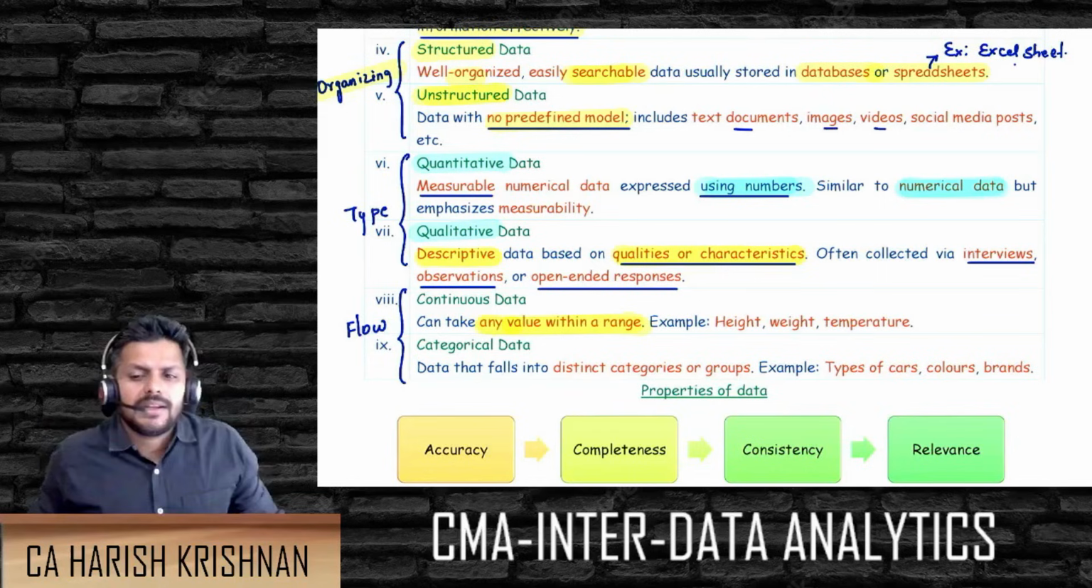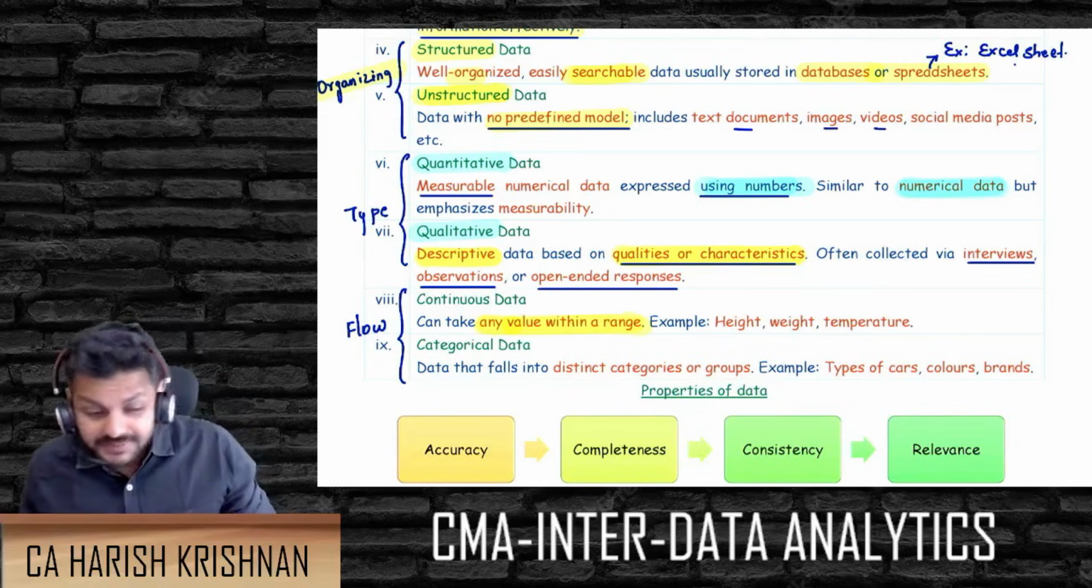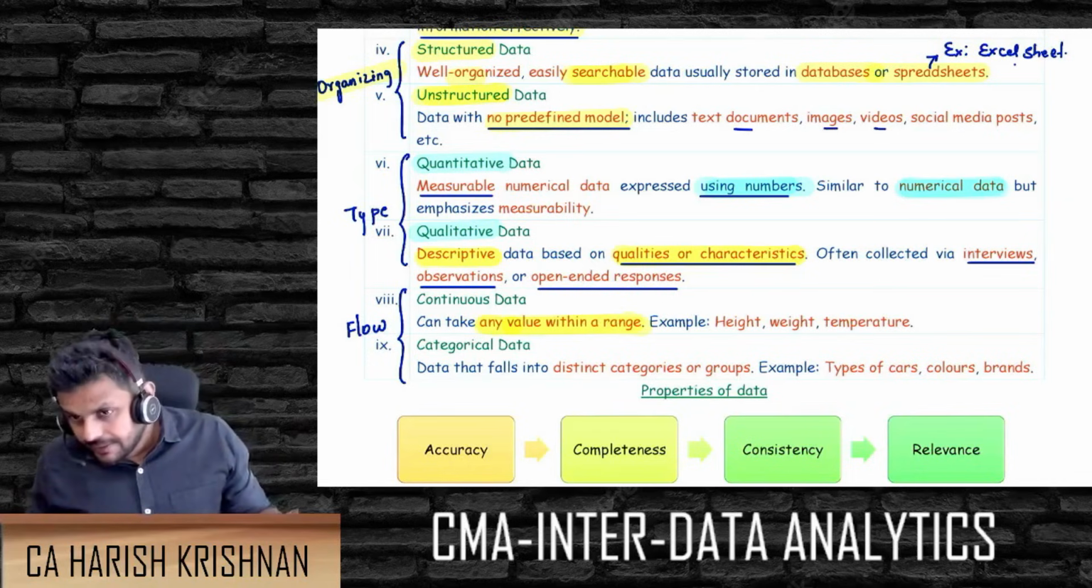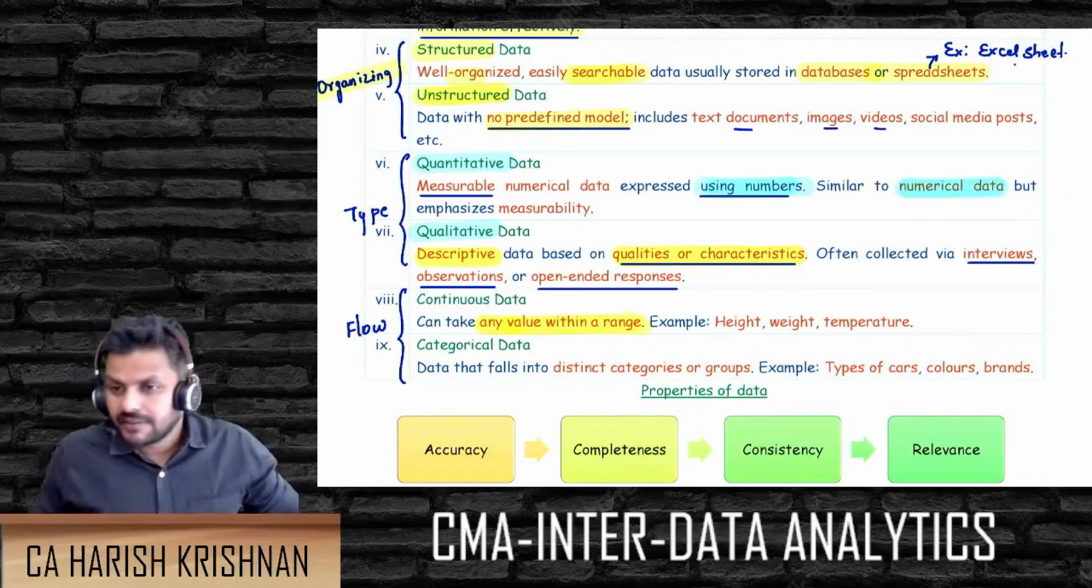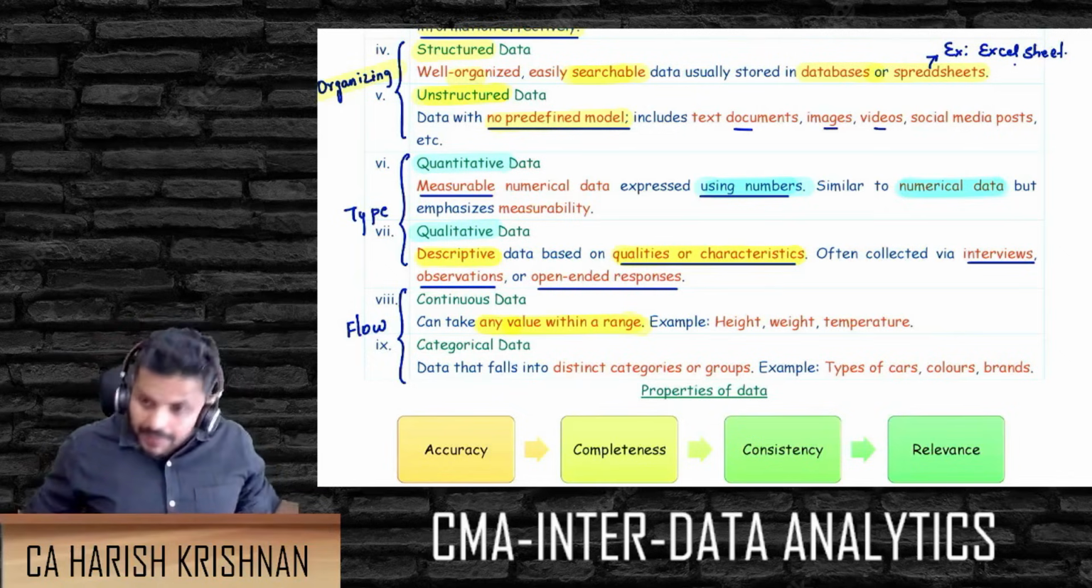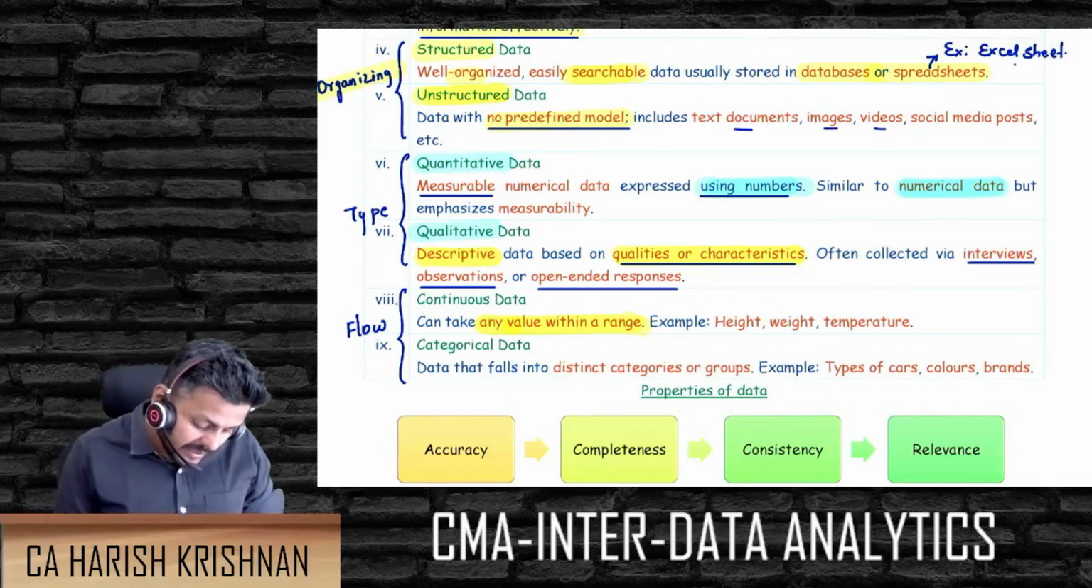Height can be 20, 25, weight can be 20, 25, 30, 40, 70, 80, 100, anything. Similarly, height, right? 5'5", 5'7", 5'8", 6, 6'4", anything height. Temperature 25, 30, 32, -5, -10, anything. So any value they can take.